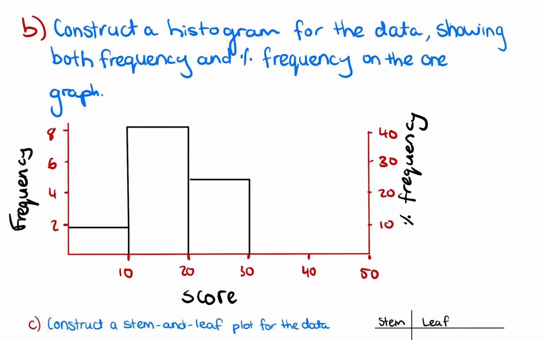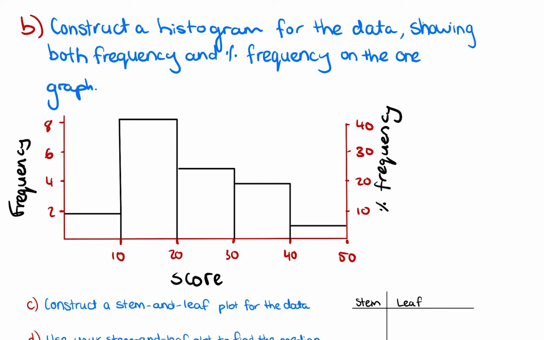Okay, our 30s were 40. So down a bit. And then our last one was 1, so it's up at that halfway point here. So if you look, they match nicely with the percentage. So that's all the histogram is. It's easy to do on graph paper.